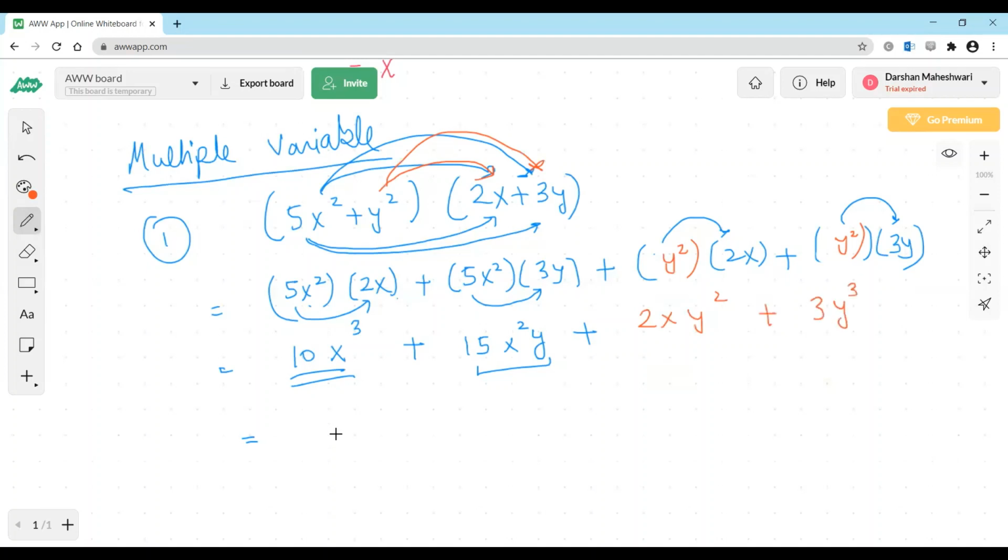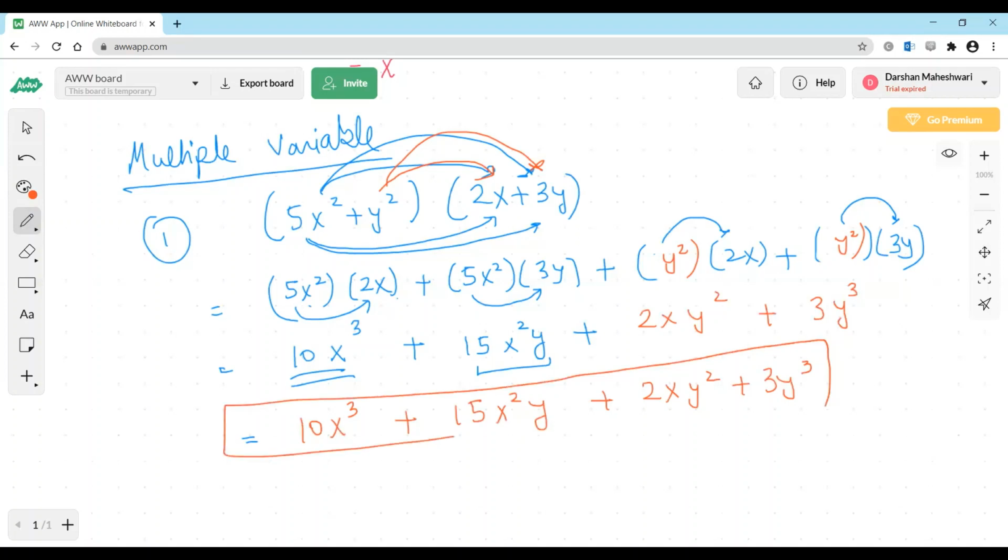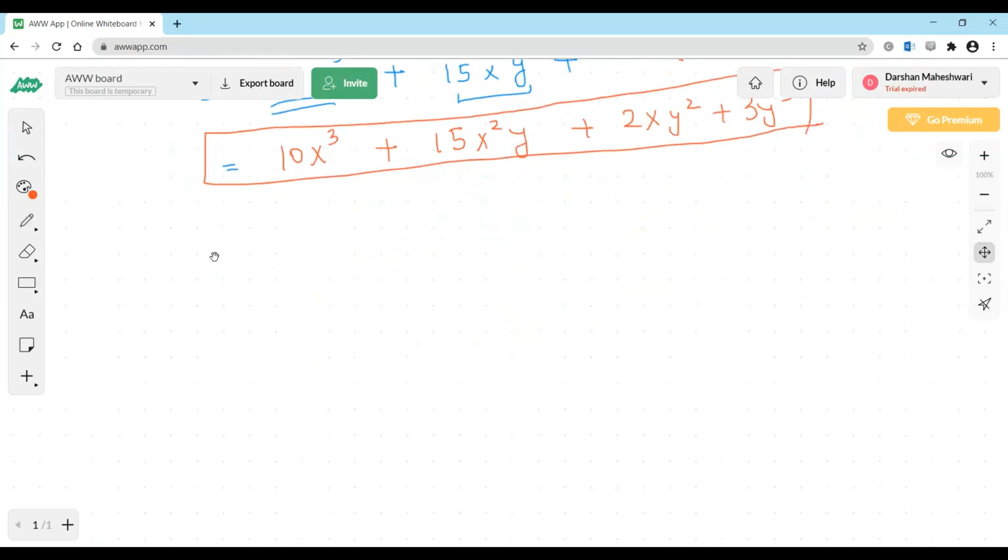y cube. So this becomes 10x cube plus 15x square y plus 2xy square plus 3y cube. So this is the final answer, and this cannot be simplified any further because every term is an unlike term.